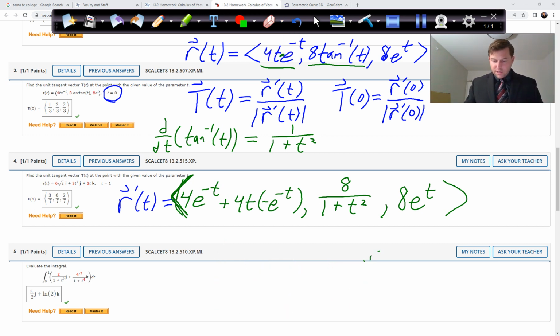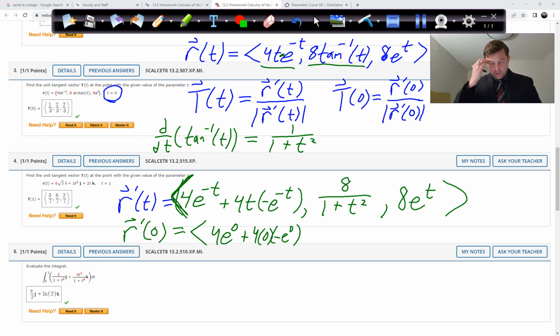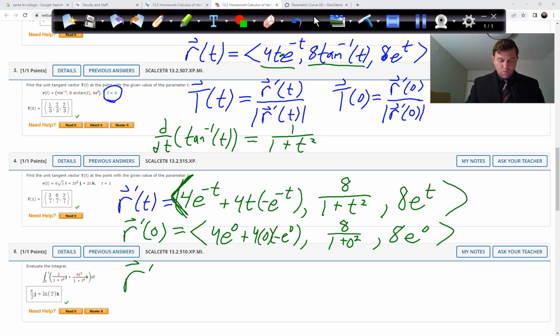Now, luckily for us, we just have to plug in 0 for this stuff. So the derivative when t is 0 is going to be 4 e to the 0 plus 4 times 0 times negative e to the 0. There is no negative 0, so I don't have to worry about that negative exponent. This one's going to be 8 over 1 plus 0 squared, and this one's going to be 8e to the 0. Well, e to the 0 is 1. Anything to the 0 power is 1.